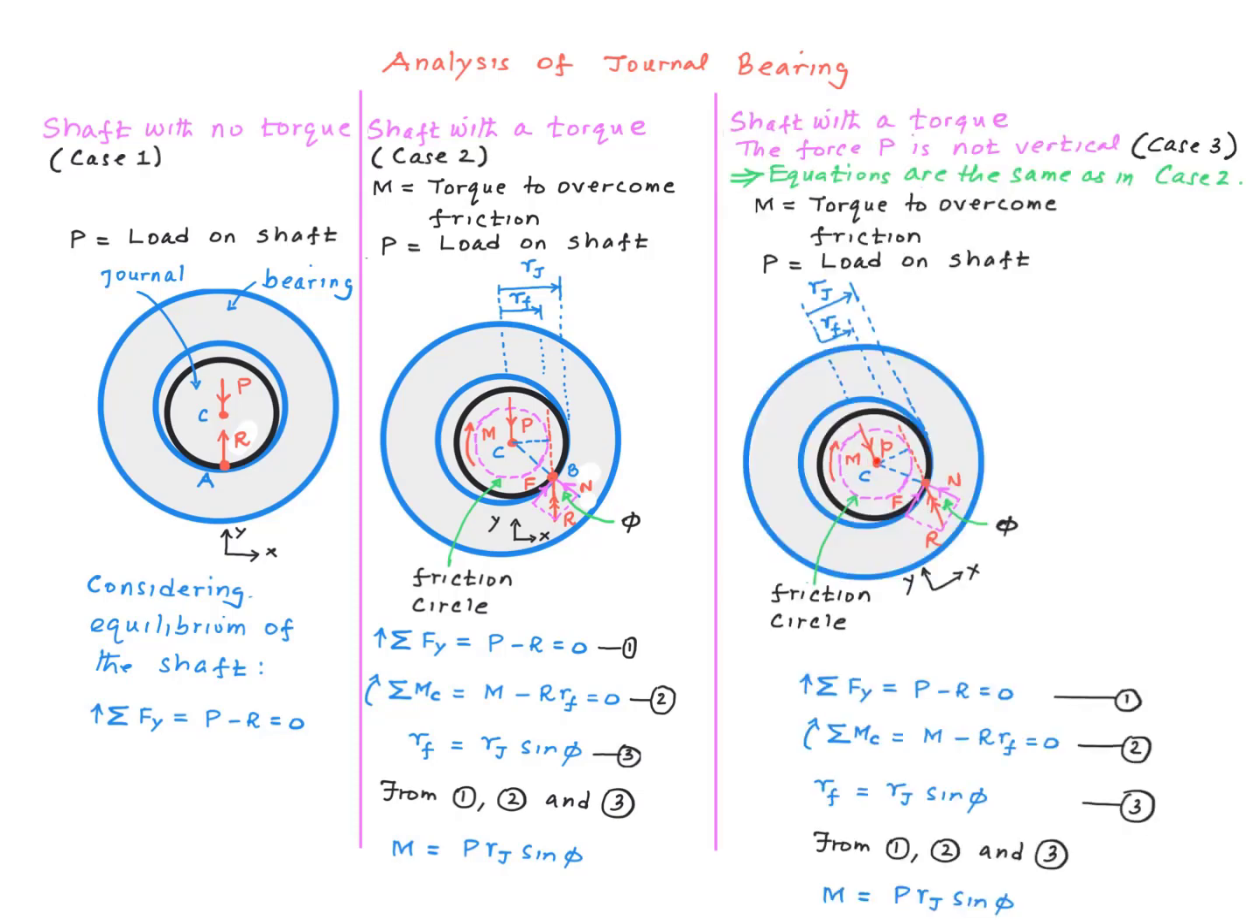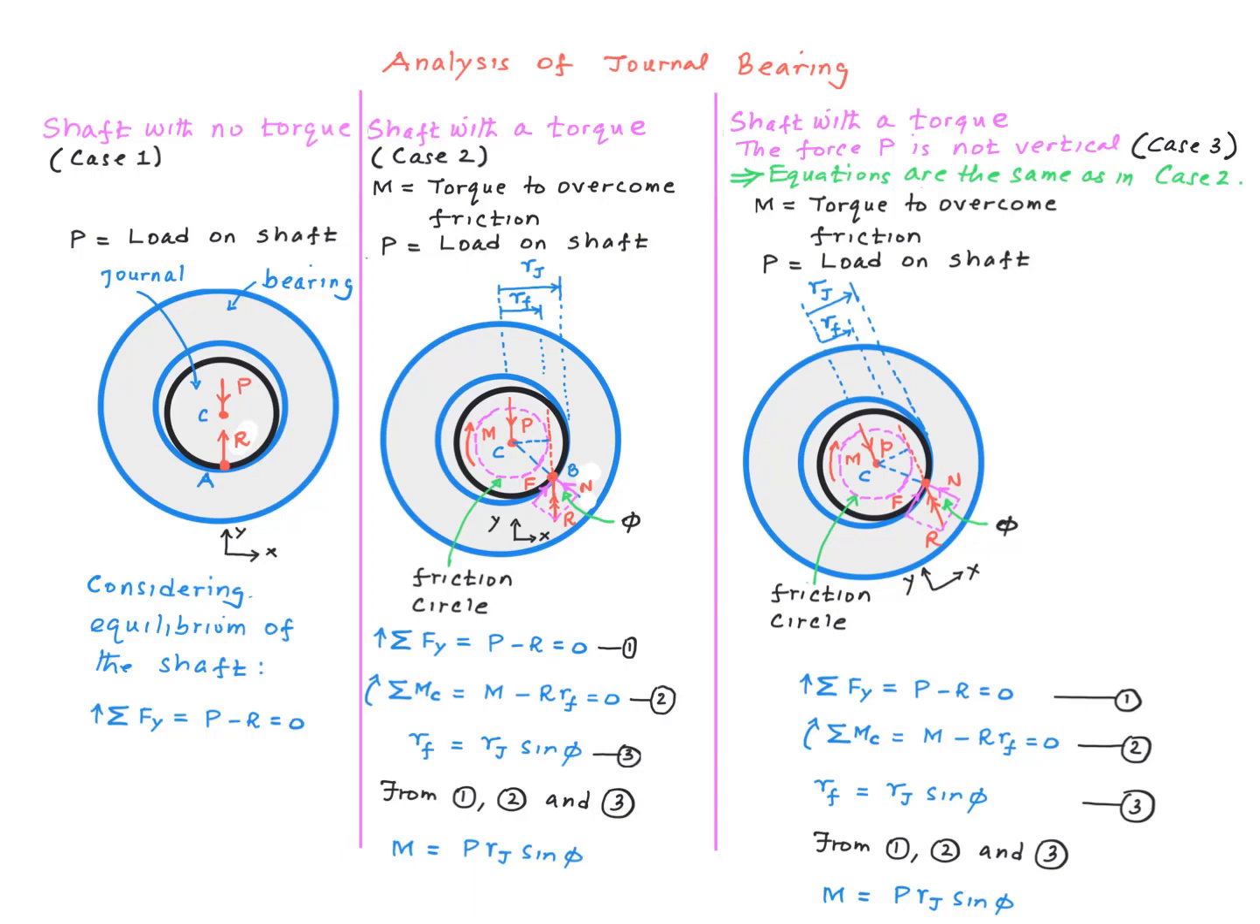Sometimes the applied force P may not be vertical. It could appear to be a little confusing. But it turns out that if you follow the same approach as this, the equations are identical. The core part of this approach is this friction circle.